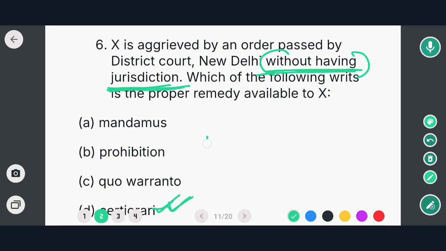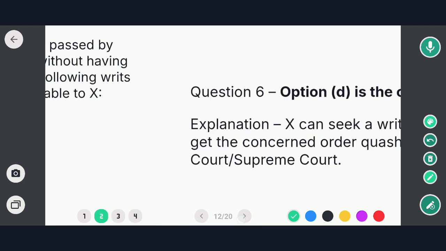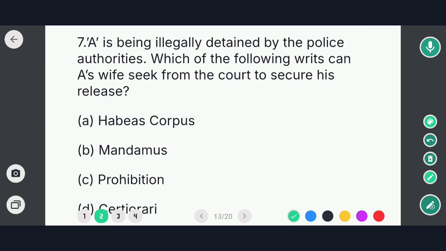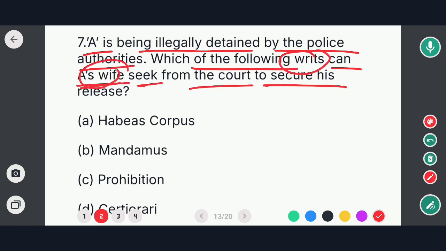Okay, so in this case option D would be the correct answer. So now move to the next question. Next question is, a wife being illegally detained by the police authorities. Which of the following writs can the wife seek from the court to secure his release? Options are habeas corpus, mandamus, prohibition and certiorari. So in this case the correct option would be A, that means habeas corpus.